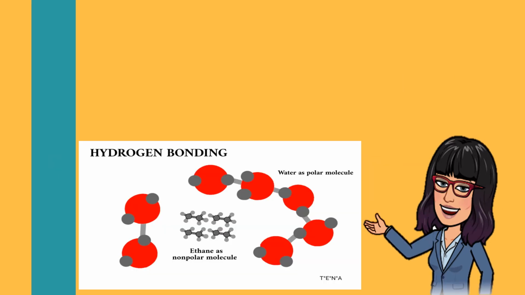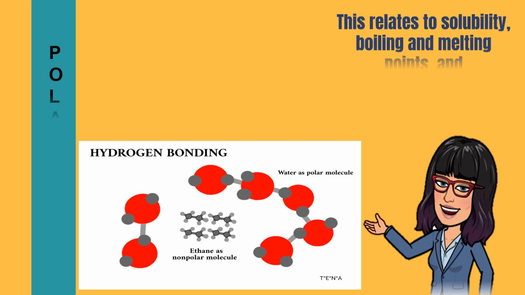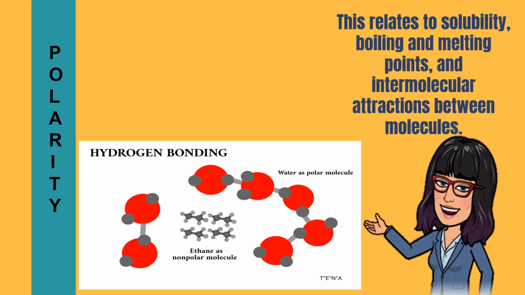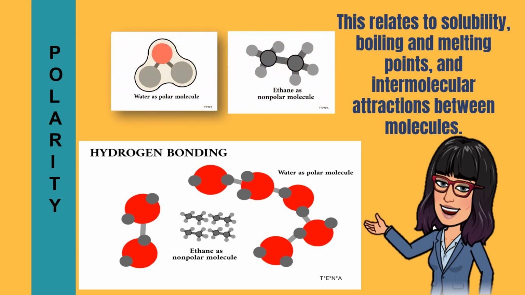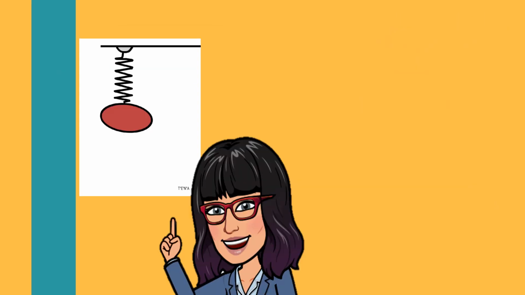The question of whether ethane will be dissolved in water could only be answered if you know what polarity is. Be familiar also with "like dissolves like." Obviously, this image says no. Ethane will not form a hydrogen bond or ionic bond with water or any other polar molecules because it is nonpolar. Polarity of the substance is related to solubility, boiling and melting points, and intermolecular attractions between molecules.